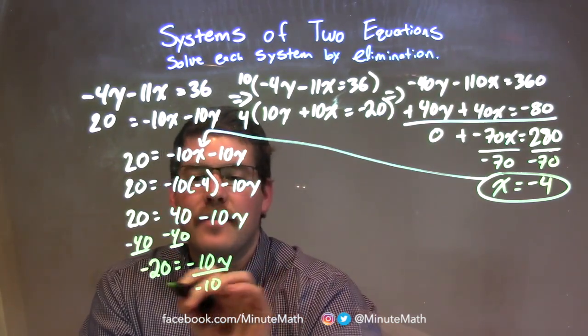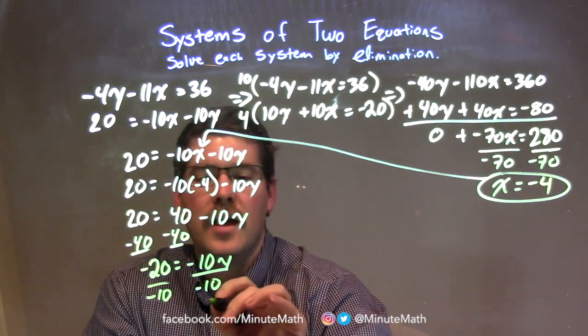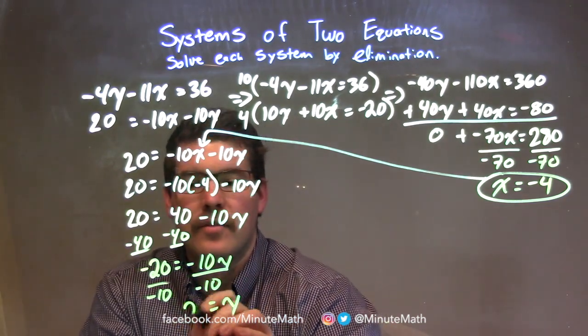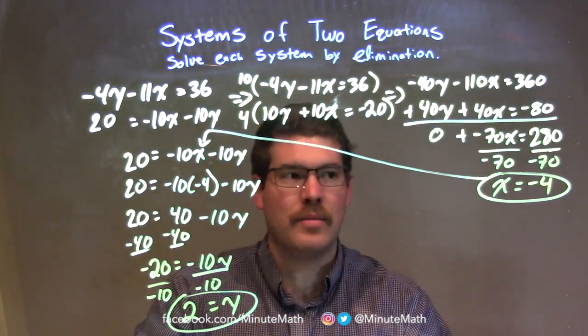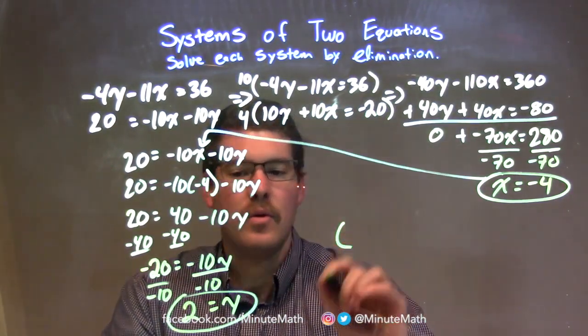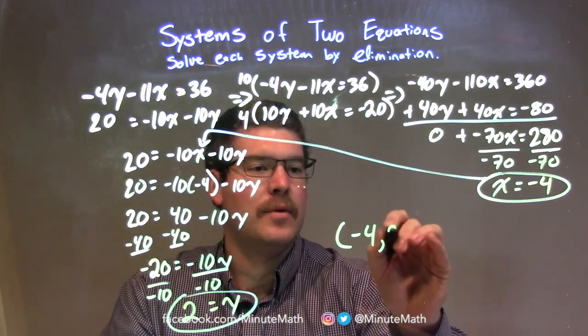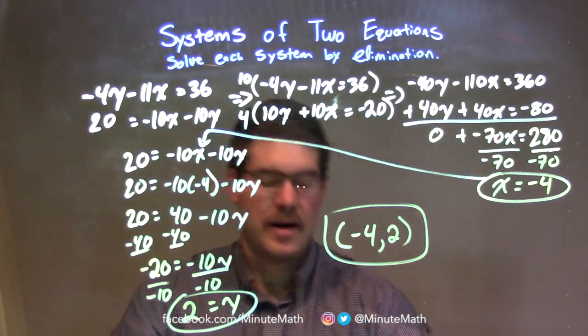Divide by negative 10 on both sides. And really y comes by itself as a positive 2. So now we have x is a negative 4, y is a positive 2. I can write that as a coordinate point here as negative 4, 2. And that would be my final answer.